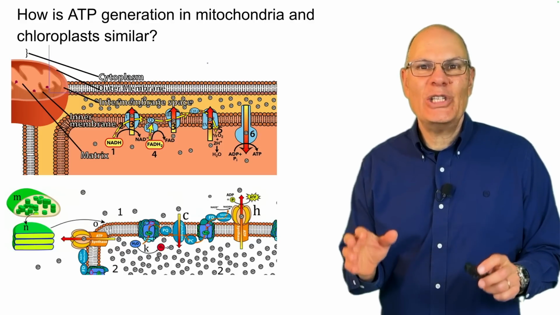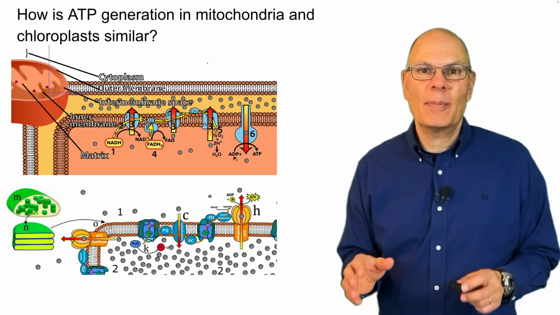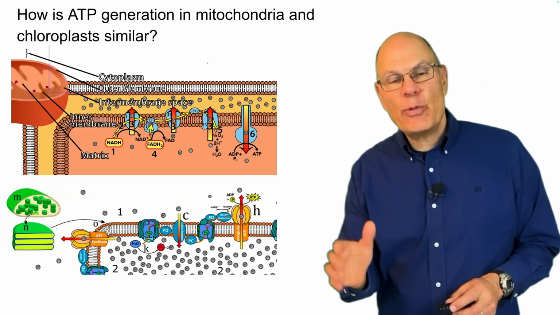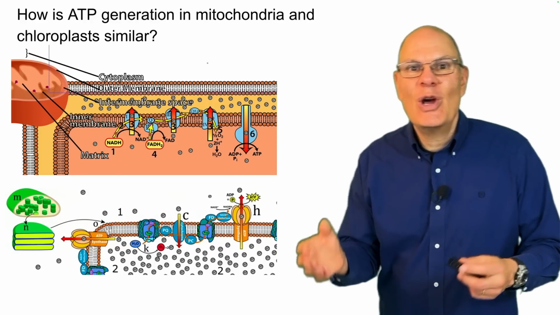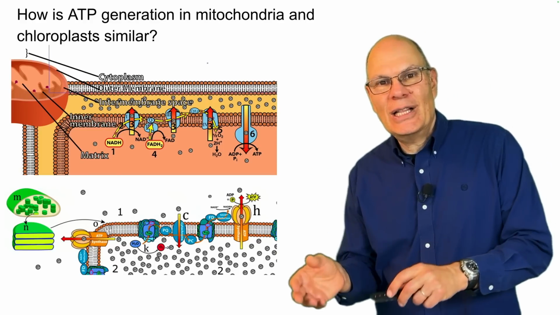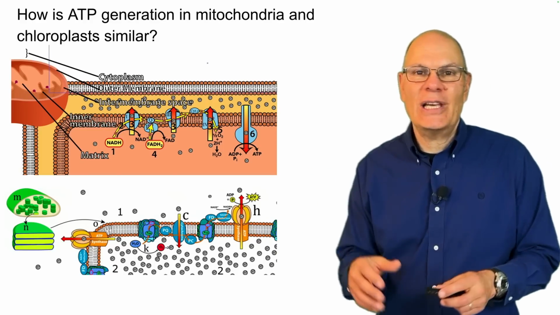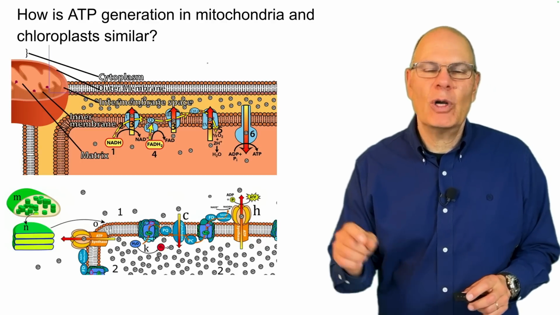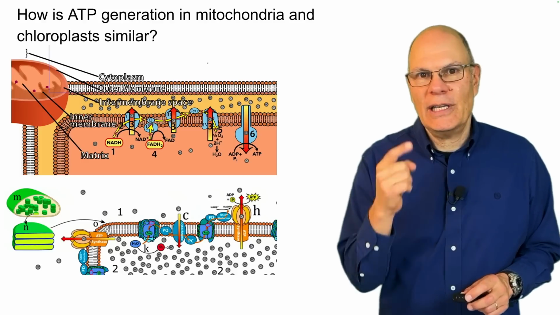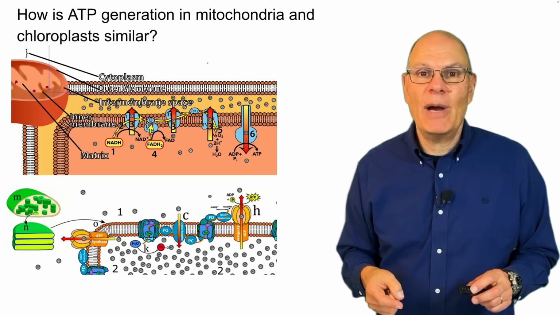How is ATP generation in mitochondria and chloroplasts similar? In Unit 3, we've talked about these two great metabolic reactions, photosynthesis and the electron transport chain of cellular respiration. And there are deep similarities to the way that they work. And this kind of cross-topic thinking is essential to your success in the AP Bio exam.